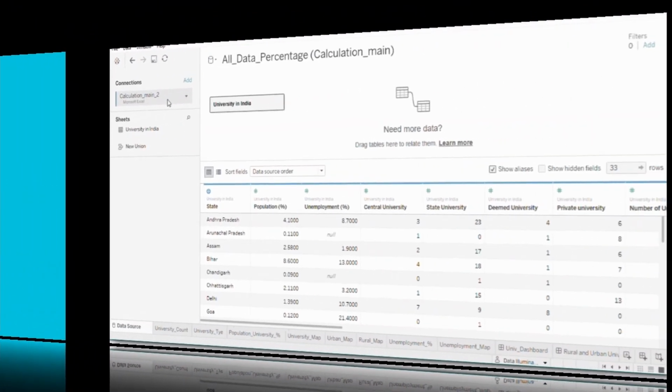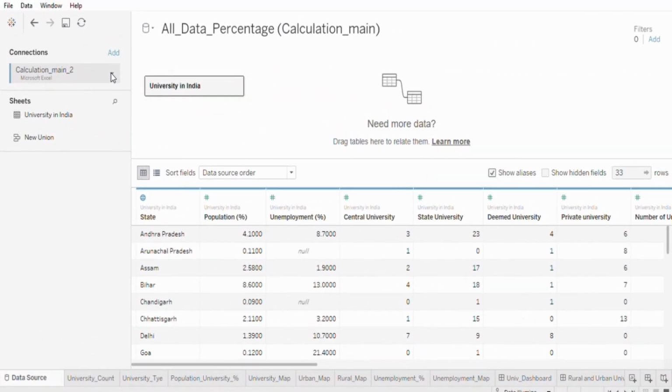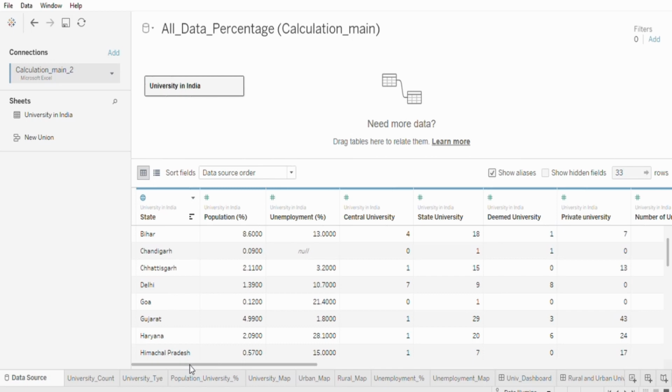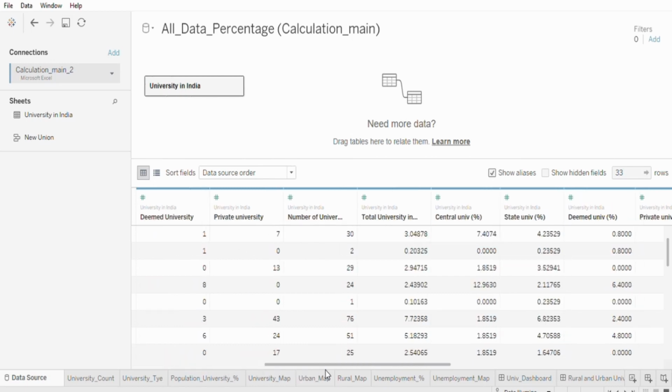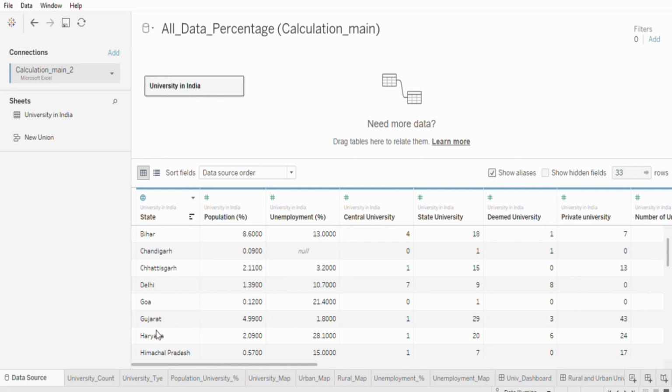To visualize data, I am using Tableau, which is a leading tool in data visualization. Here I am using data source as Excel, and in our case the Excel sheet is University in India, which I have created while collecting the data. This has been explained in the previous section. Here you can see all the data from that Excel. So let's visualize the total university count first.